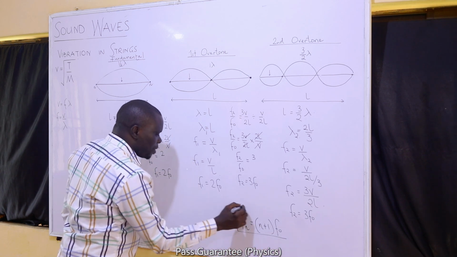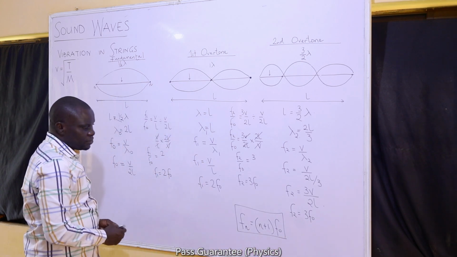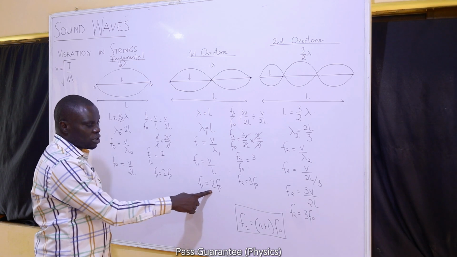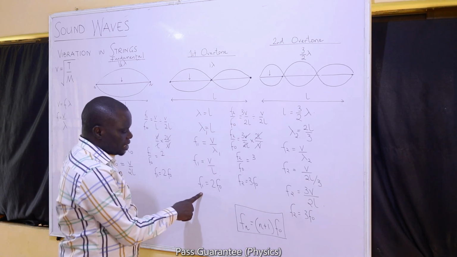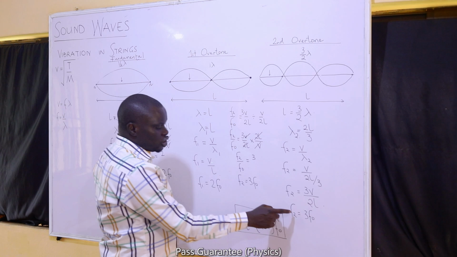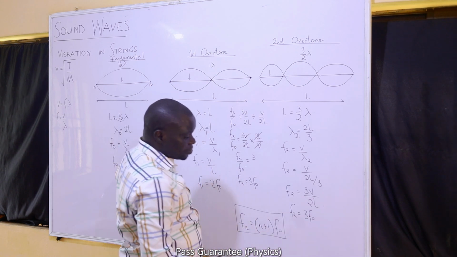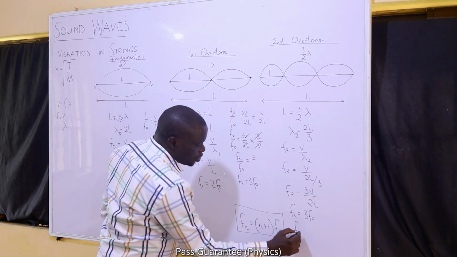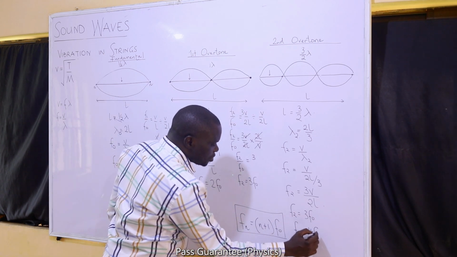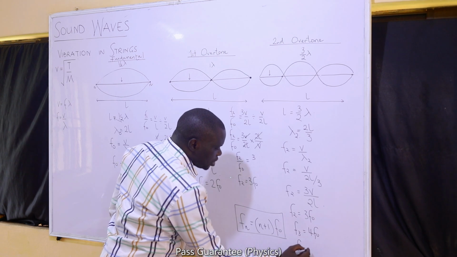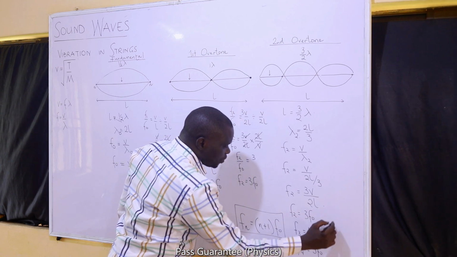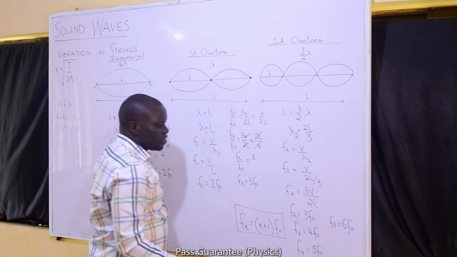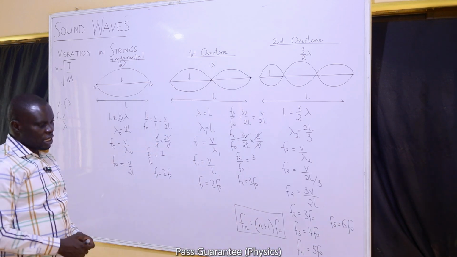And that equation applies. We can see clearly here that F1 is 2 F0. I've increased 1 by 1, and I'm getting 2 that I will use to multiply. If I increase 2 by 1, I'll get 3 F0. So if they want me to find the third overtone, it should be 4 F0. The fourth overtone should be 5 F0. The fifth overtone should be 6 F0. And the sixth overtone should be 7 F0, 8 F0, and so on and so forth.